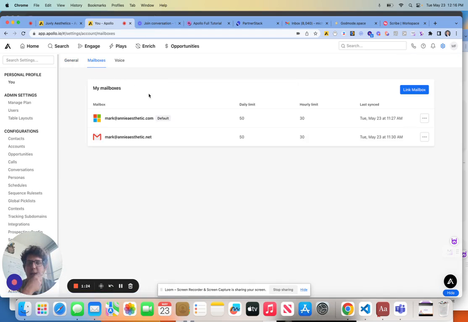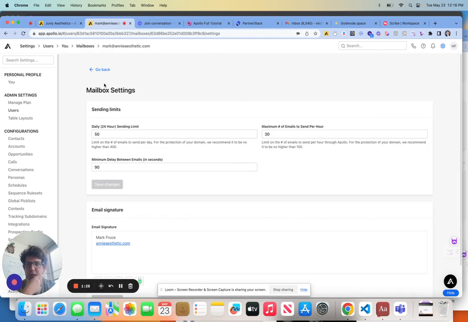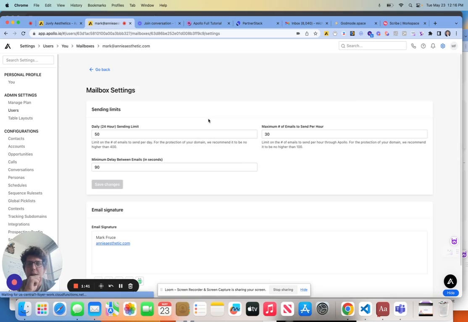So I think the first thing that's really important to notice here is the sending limits of these inboxes. So you're going to come over to our mailboxes here. You're going to see the two different mailboxes set up. As of right now within Apollo, you can set up two mailboxes per license. And I want to just point out here to everybody the importance of this, right? The daily sending limit, the maximum number of emails to send per hour, and the minimum delay between emails. Now, let's walk through each of these slowly because they're very, very important.